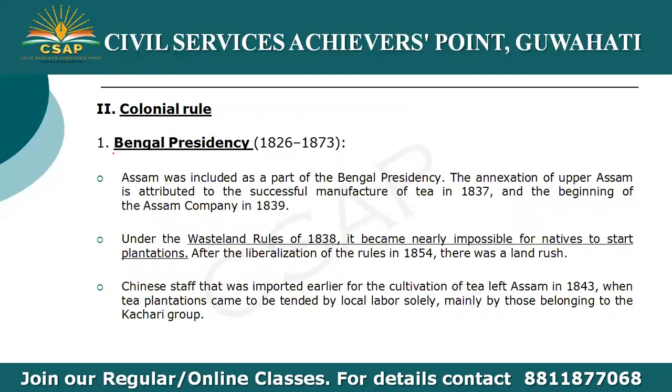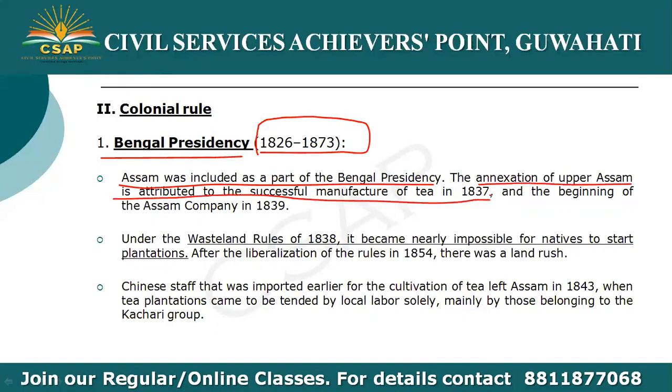Now coming to the Bengal Presidency from 1826 to 1873. Assam was included as a part of the Bengal Presidency. The annexation of Upper Assam is attributed to the successful manufacture of tea in 1837, and the beginning of the Assam Company in 1839.